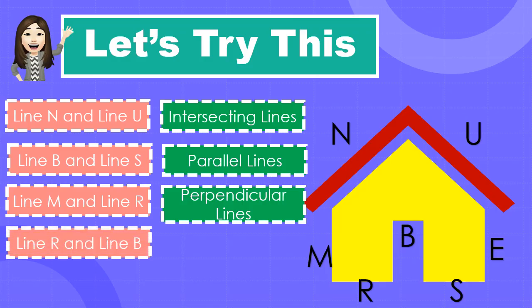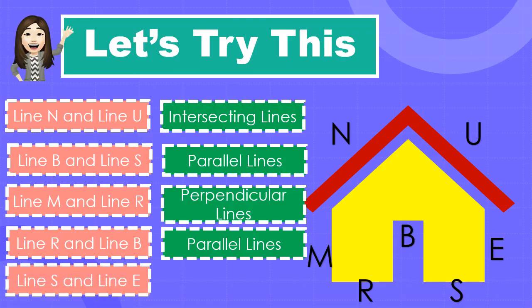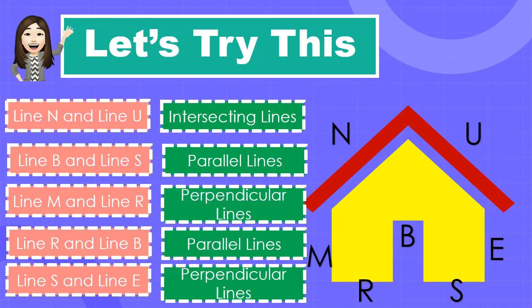How about line R and line B? Very good. They show parallel lines. Lastly, we have line S and line E. Since they form a square corner, these lines are perpendicular lines.